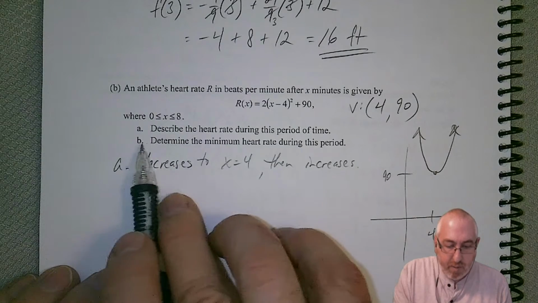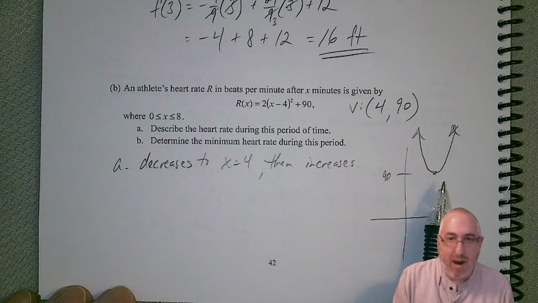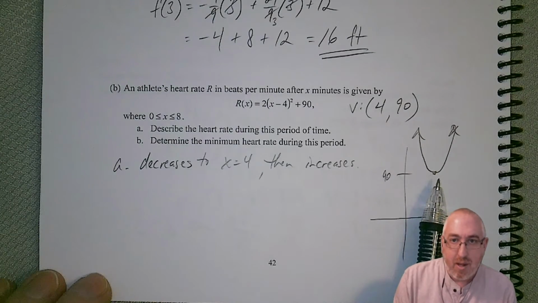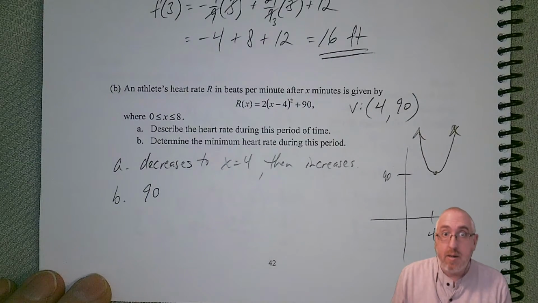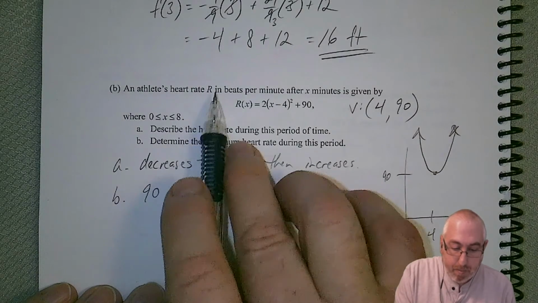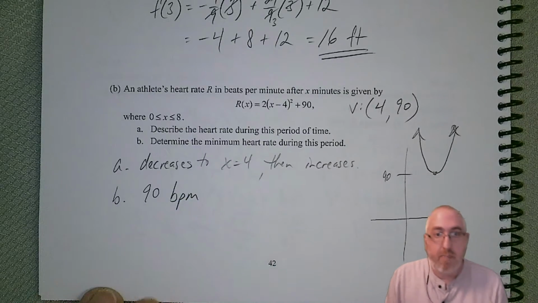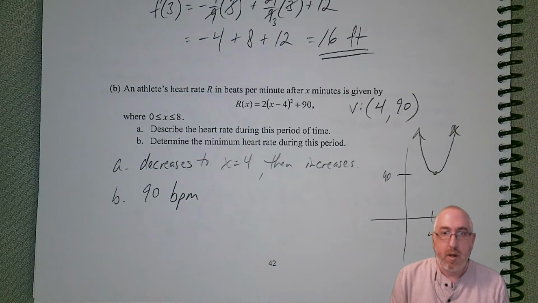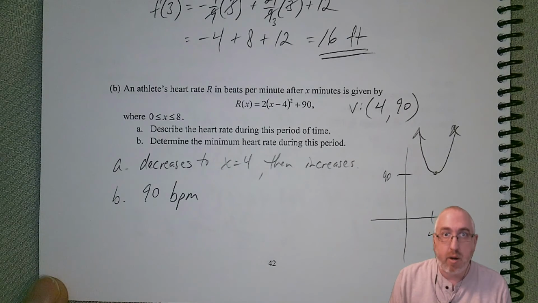All right, and now for B, determine the minimum heart rate during this period. Looking at the graph, we can see what that minimum heart rate is. We just have to be careful about the units. We know it's 90, but 90 what? It's 90 beats per minute, BPM for short. So that is that. We'll stop there, and then we'll pick up the rest of this in the next video. See you soon.